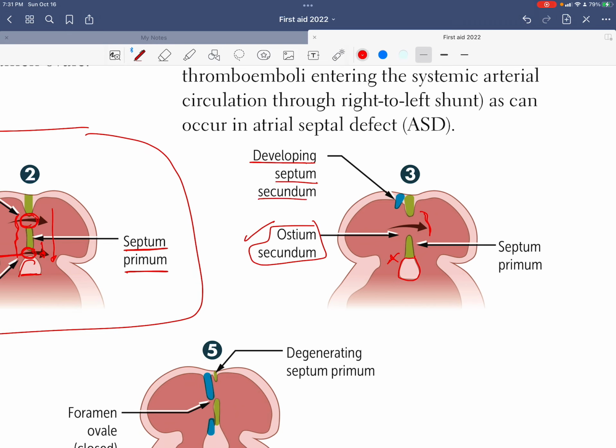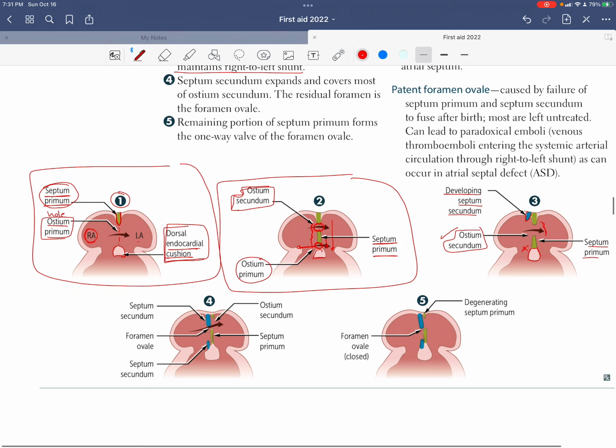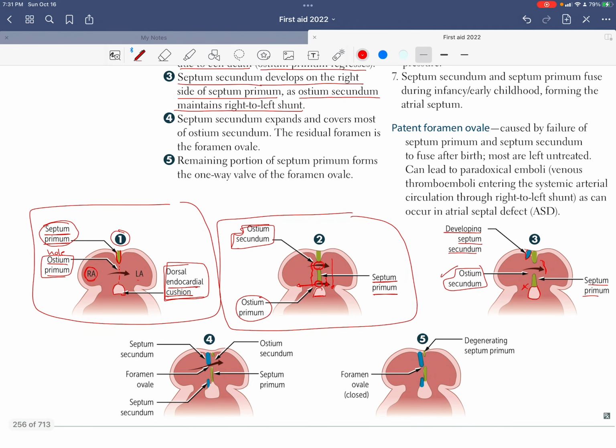At the same time, there is a developing septum secundum, this blue thing, and it grows to the right side of the septum primum. So it's always on the right side. That's something to be known.